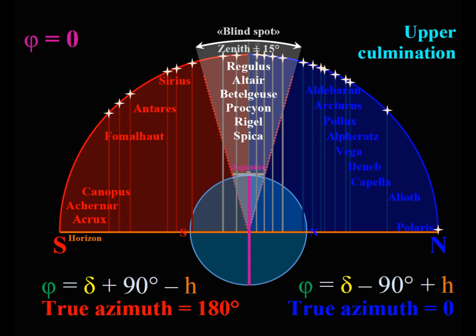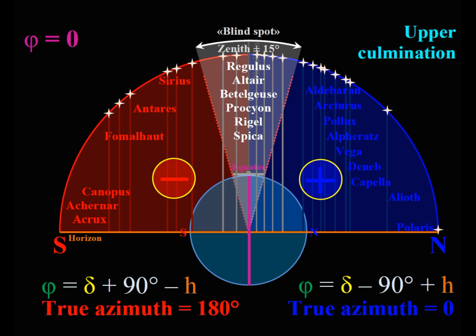For the rest of the stars, formulas are applied based on true azimuth. When using formulas, it is necessary to apply the sign that corresponds to the declination of the star. Note that no star's lower culmination can be seen at the equator.